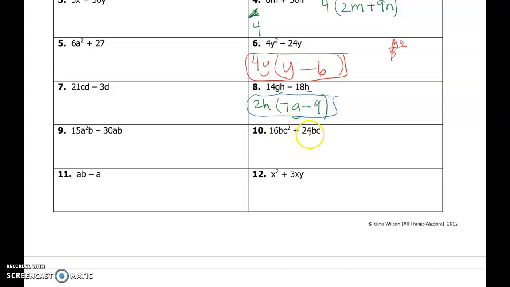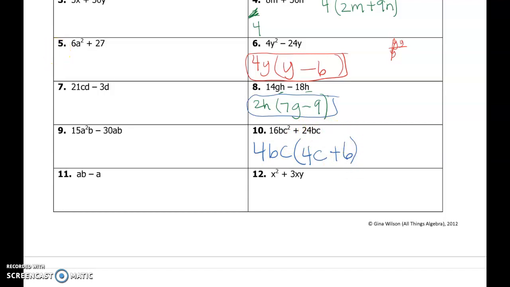16bc squared plus 24bc. So 4 goes into both of these. And so I would divide that. 16 divided by 4 is 4. Oh, I forgot to take out a variable. Let's try that again. So I have 4 and bc squared, bc. So I know that each of them have at least a bc. So I'm going to divide that, and I'm going to get 16 divided by 4 is 4. B divided by b cancels, and c squared divided by c is c. 24, I get 6, and bc divided by bc is that.